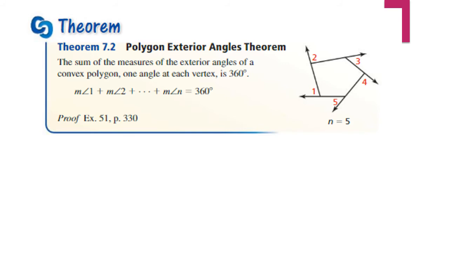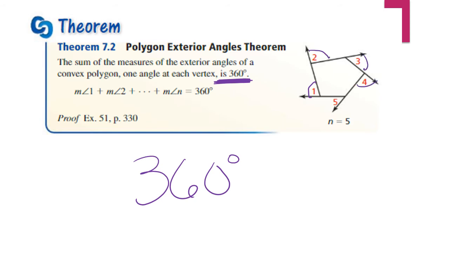If we talk about the exterior angles of polygons, they are way easier than the interior. They always, under every single circumstance, have an exterior angle sum of 360 degrees. So if we look at this picture and we add angle 1 to angle 2 to angle 3 to angle 4 to angle 5, the sum is going to be 360. It does not matter if we have a quadrilateral, a pentagon, a decagon, a 20-sided figure, or a 50-sided figure.